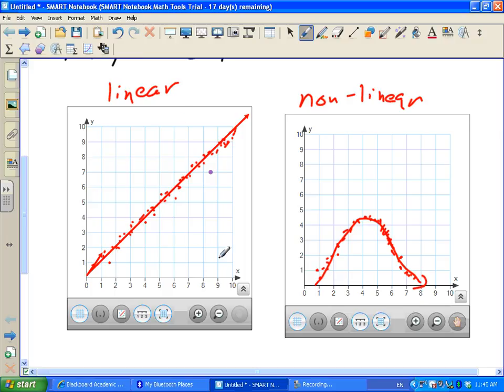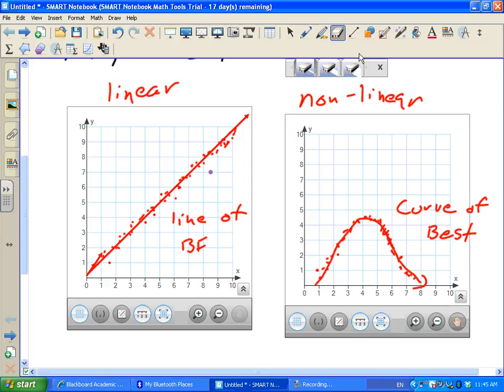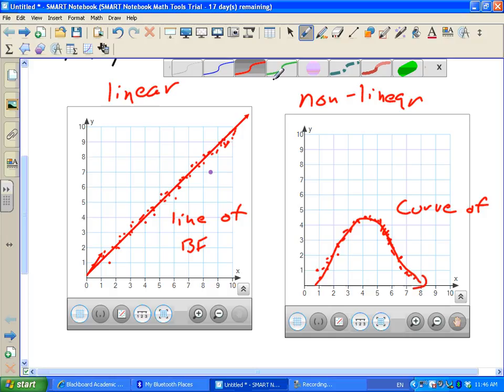Okay? So here we have a line of best fit. Can I call it BF? Is that all right? Best fit. And we'll call this a curve of best fit. Okay? So we've already shown linear, which you guys would have learned in grade 9.